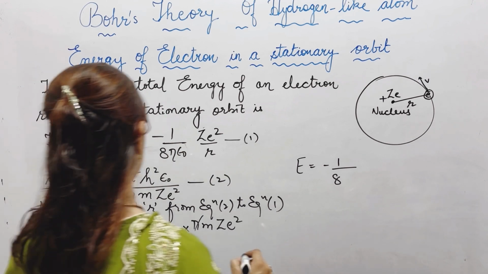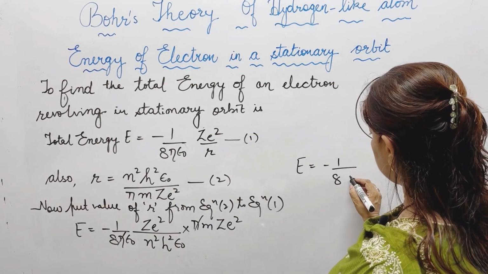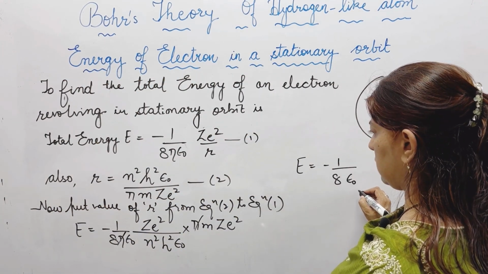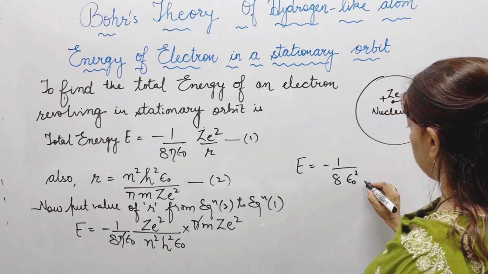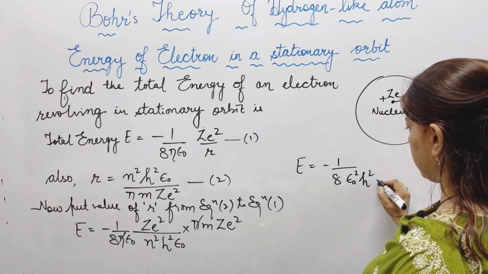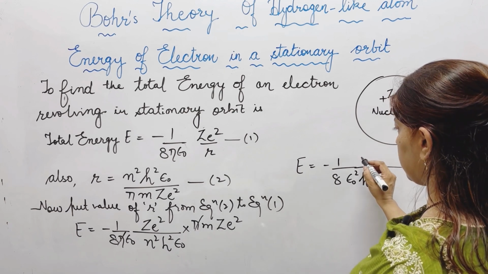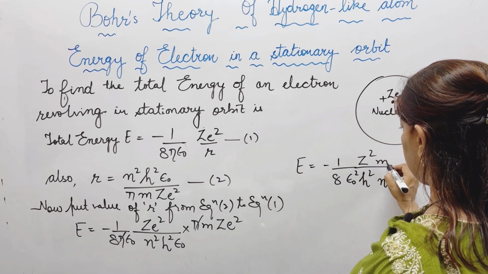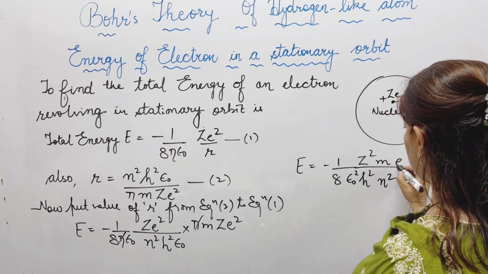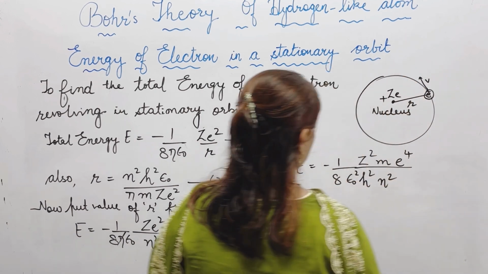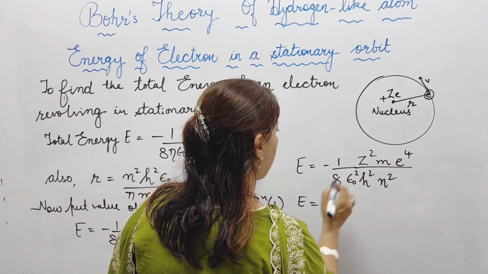and we have 8 epsilon naught square h square n square, and in the denominator after this we are having z square m e to the power 4. So let us separate the constant part in this expression.